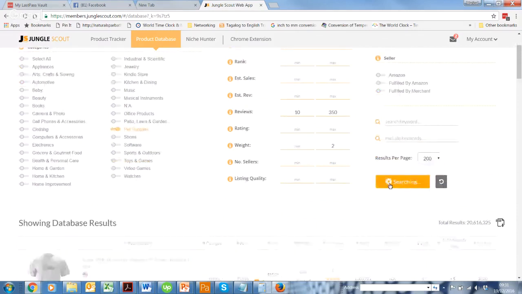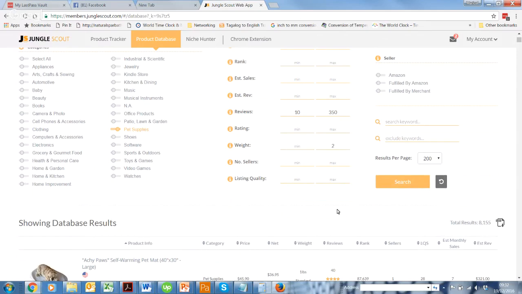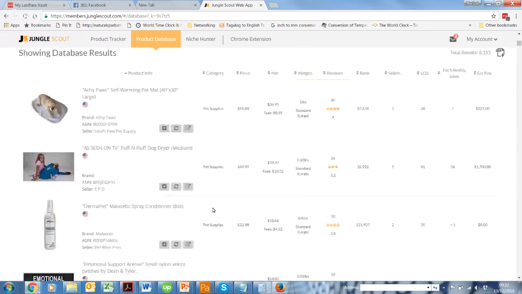So we're now going to go search. That's now going to pull out all of the data from the 20,616 data points it's got in this piece of software, and it's come up with 8,155 results. Okay, so let's have a quick whiz through. And what I like to look at is the totally non-sexy products.